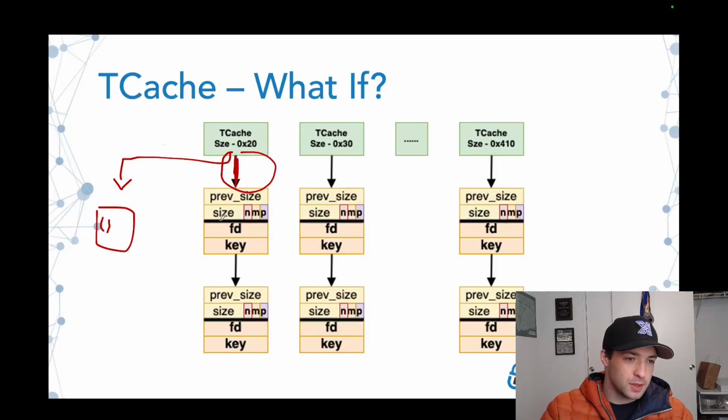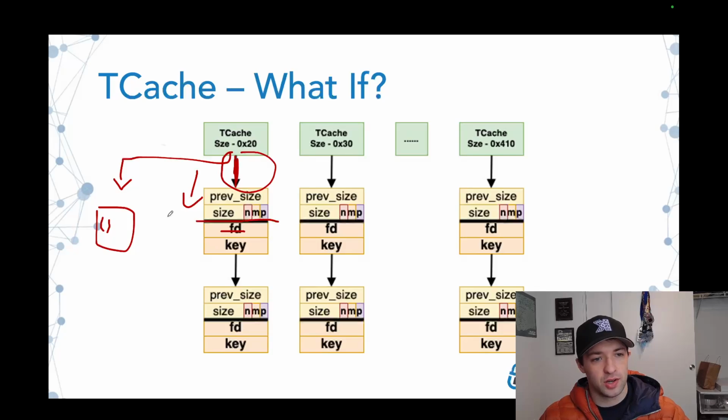And the coolest part is that, remember, this thick line is what the user actually gets back. And so if you have a use after free, or you have a buffer overflow coming from behind it, you can overwrite this FD pointer and point it to an arbitrary location, and it will return it back for you.